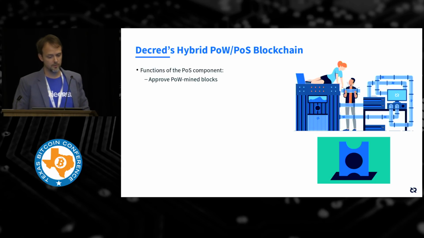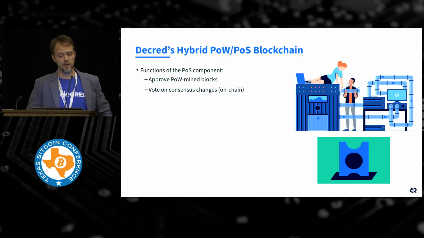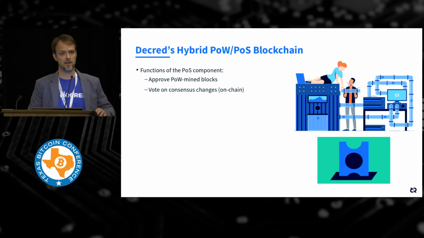Okay. So there's a couple of key functions of the proof of stake system. The first one is to approve proof of work mined blocks. The votes that are in one block approve the previous block, and I hinted at that already. Another function is to vote on consensus changes. This is an on-chain voting process. Every spent ticket will have the record of those choices recorded on the blockchain, and that's how we make decisions on how to change the consensus rules.